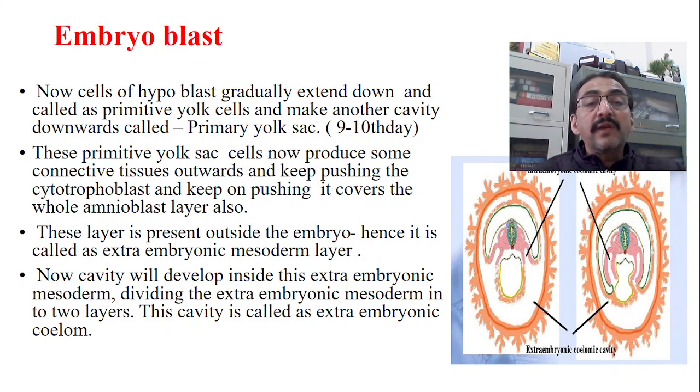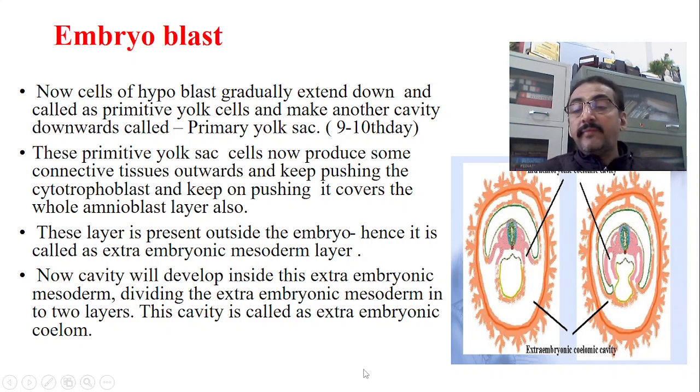These primitive yolk sac cells now produce some connective tissue outwards and keep pushing the cytotrophoblast, and it covers the whole amnioblast layer also. So this layer is present outside the embryo, hence it is called the extra embryonic mesoderm layer.